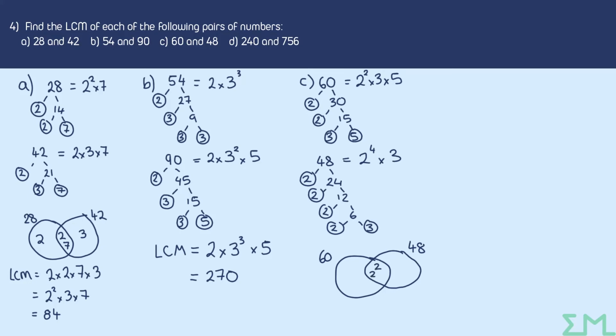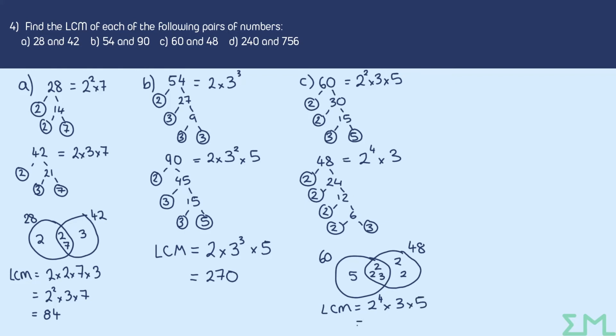We also have a 3 that is common in both, but that's all because there's no 5 in the 48 one. For the 60 circle, we need 2 2's, a 3 and a 5. We've got 2 2's and a 3, so we need to add a 5. In the 48 circle, we're missing 2 2's, so we need to put those in, which means that our LCM is 2 times 2 times 2 times 2, so I'm counting up all my 2's first, so 2 to the 4, multiplied by 3 and multiplied by 5.